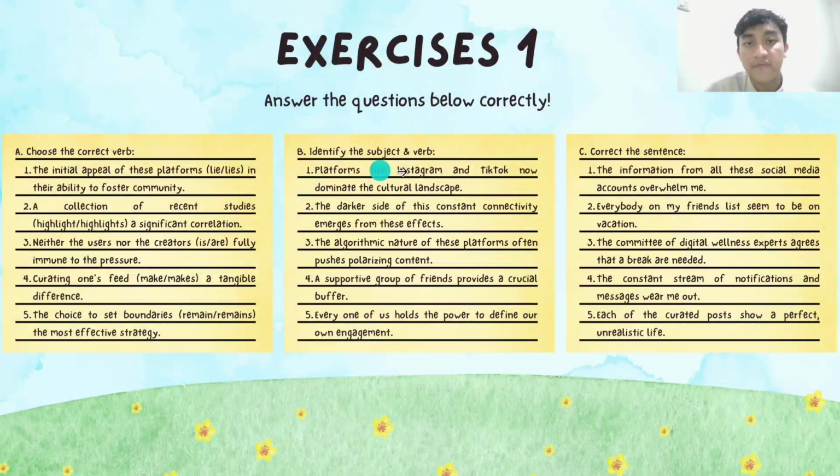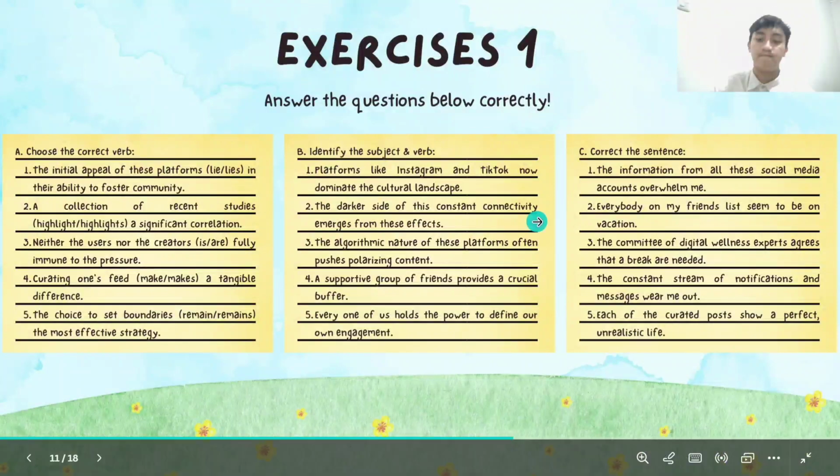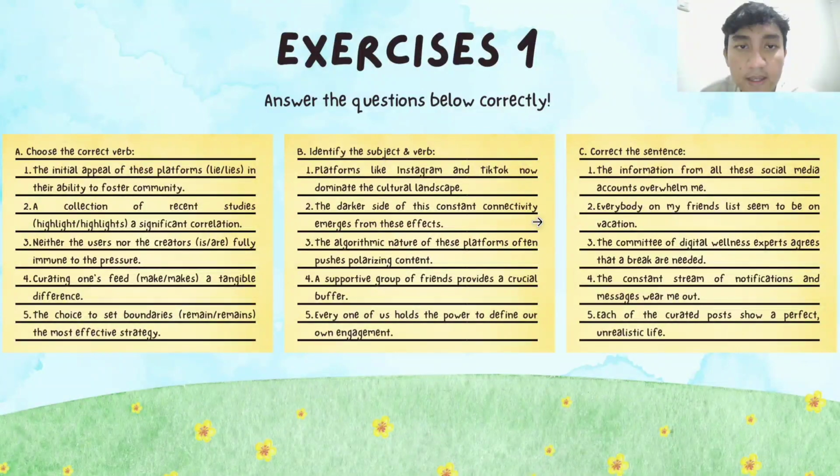Question number one: platforms like Instagram and TikTok now dominate the cultural landscape. You can identify where the subject is and where the verb is. On this question, correct the sentence. You can see clearly where the wrong sentence is. You can delete it or add some subject or verb.